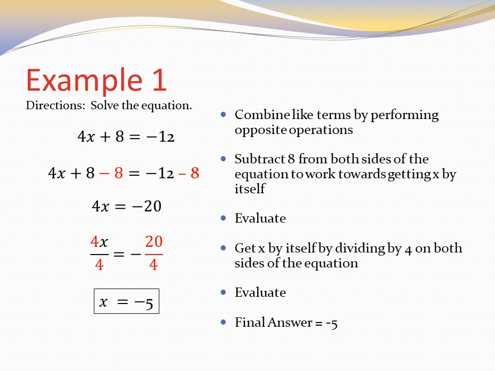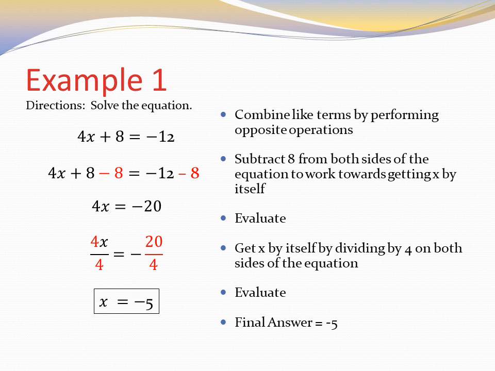So the first step then is to move our 8 on the left hand side over to the right hand side. In order to do that, you combine like terms and you get rid of terms by doing the opposite operation. So since that 8 is added, because it's 4x plus 8, in order to move it to the right hand side of the equation, we must subtract on both sides.